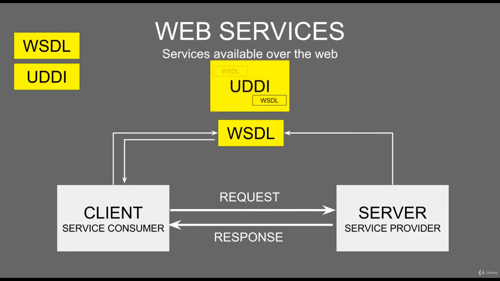So you can understand it like this: UDDI is a directory where all the service providers put their WSDL documents so that consumers can query and get hold of the WSDL, and once the consumer has the WSDL, they can make use of the web services. So this is all about WSDL and UDDI in a very basic manner.